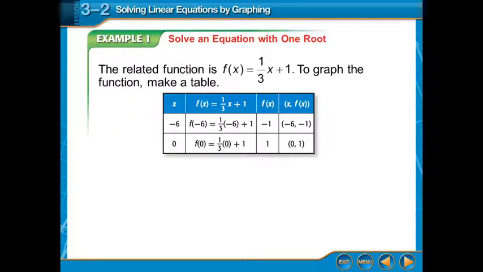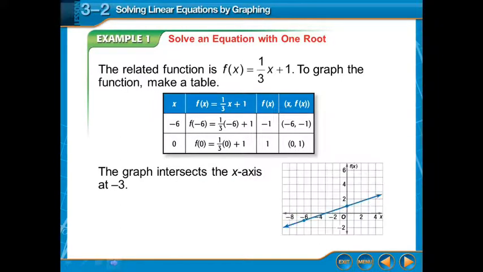When we do that, we could do it with a table. You can make a table to graph the function, or you can simply put it into a related function and graph it straight from the related function. So if we were putting this into a related function, into slope-intercept form, it would look like this. And so I want to do this at the very bottom to show you.